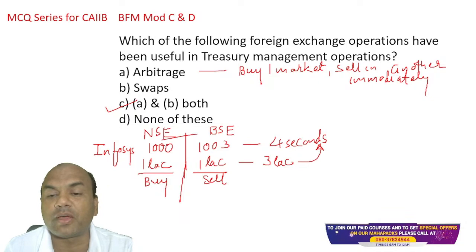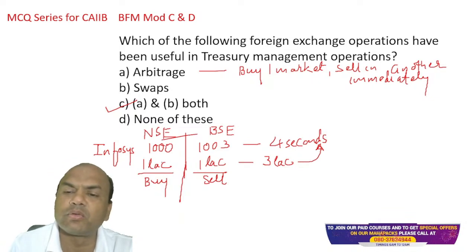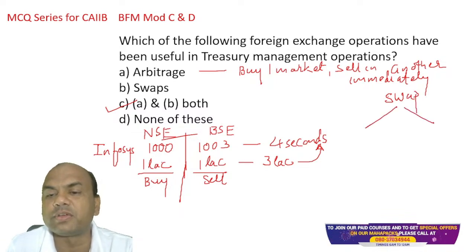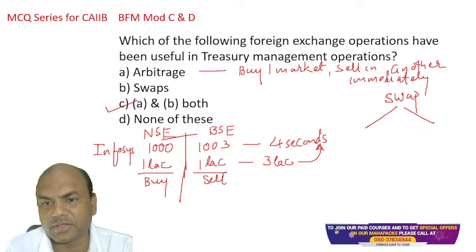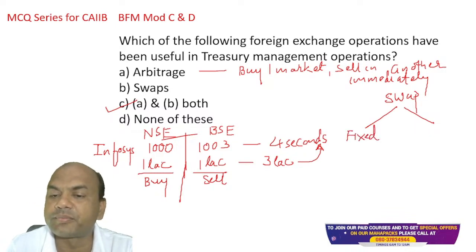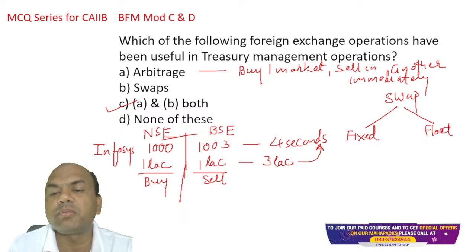Now what is swapping? Remember only one basic thing about swapping: there are always two legs in swaps. One is fixed and the other is floating. What do you mean by this?